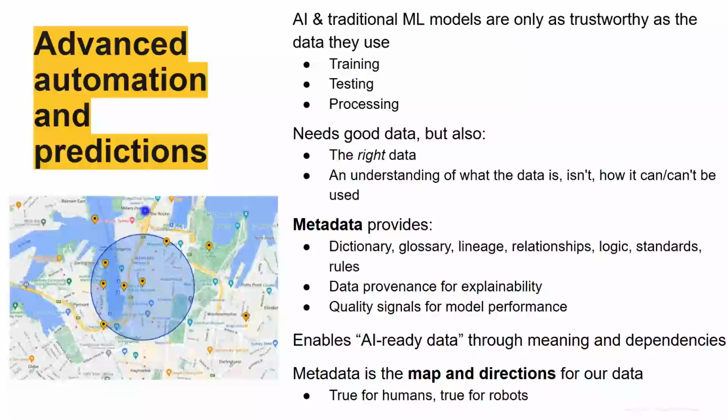So understanding what data it's using, how it's supposed to be used, what it actually represents, how it was created, who created it, all that stuff is important to having a good model. So with metadata, you get your glossary, your dictionary, your lineage, the relationships, the logic that's used, standards around using it, rules for using it. The metadata is going to tell you what the data is and how to use it. It's going to explain it for you.